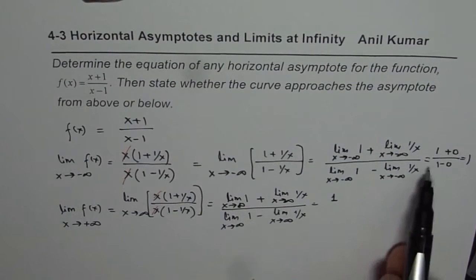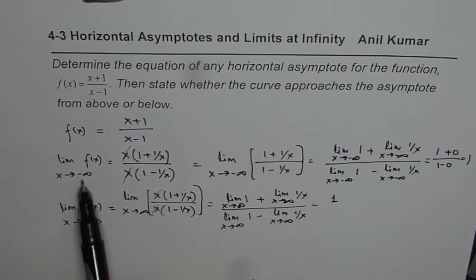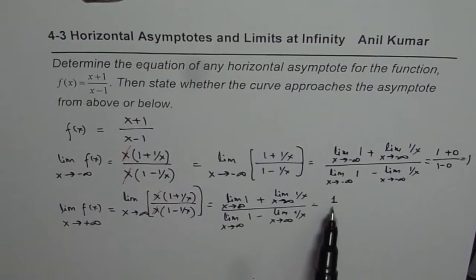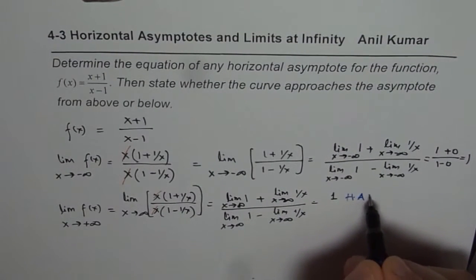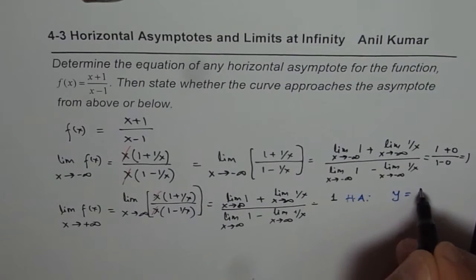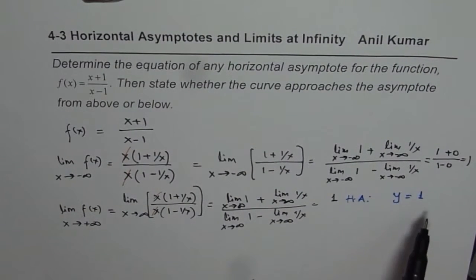So in both cases, as x approaches negative infinity or positive infinity, the value of the function approaches 1, and that means there is a horizontal asymptote, right? The equation of the horizontal asymptote is y equals 1, the value which the function approaches. So that is the first part.